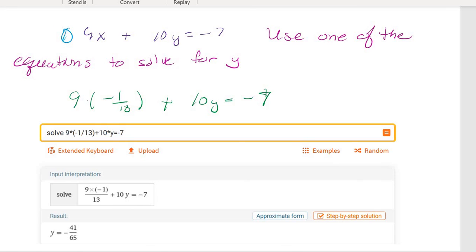So if we solve for y, I went to Wolfram Alpha and just did it, you get -41/65. Now your problem, they want decimal answers. I don't think I have it up here, but I recall that these are decimal answers that they want. So I would enter in decimal answers.